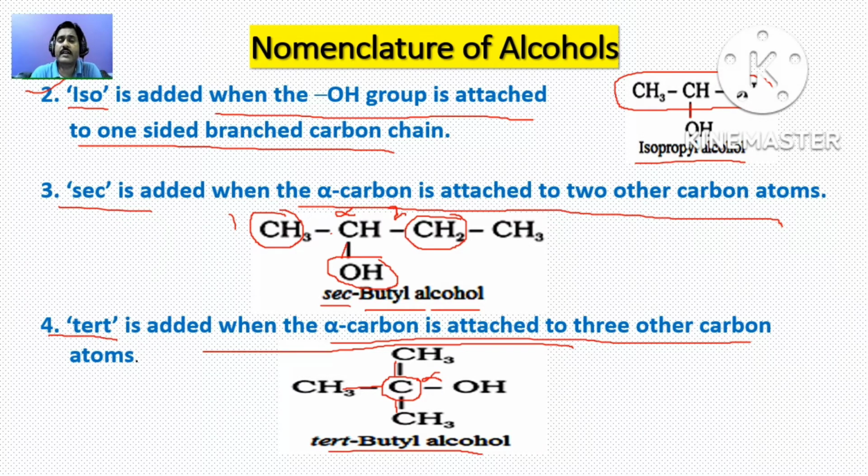The word iso will be used if a branched chain compound is present and the OH group is combined with it. Secondary is used as a prefix if the hydroxyl group-bearing carbon, that is the alpha carbon atom, is attached with two other carbon atoms. Tertiary alcohols are those alcohols in which the OH group is combined with the alpha carbon atom and the alpha carbon atom is combined with three carbon atoms.